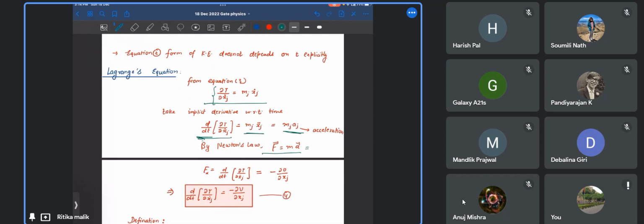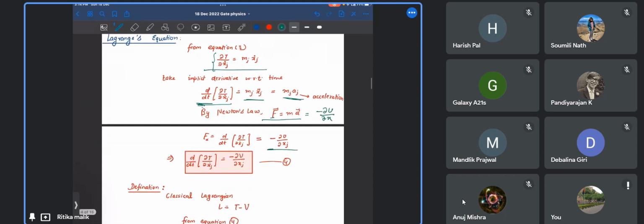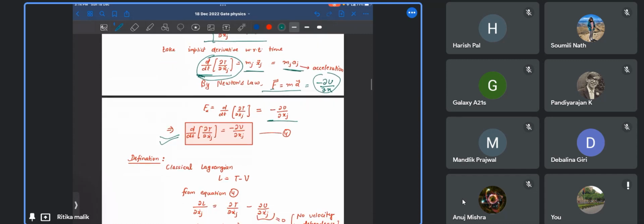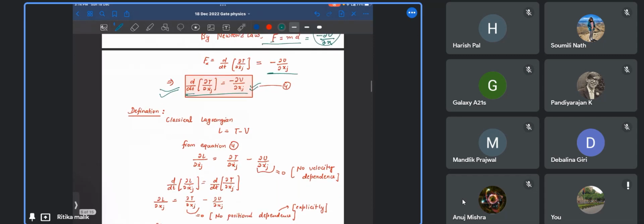And for a conservative system, we already know that the force is given by the negative gradient of your potential energy. So I just write it for j particles here. These two quantities are the same. This one is equal to this one, and this is what is known as the Lagrange equation. You can always take the differentiation of these two, and when you equate them, you will get the equations of motion. We will see how we will do that.